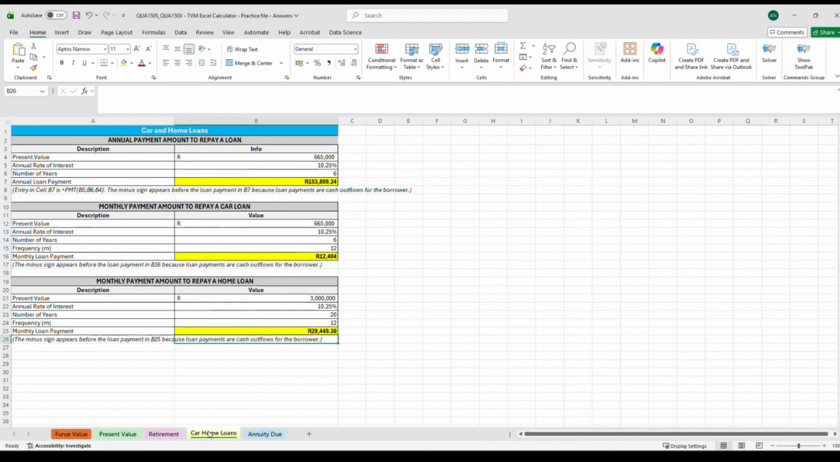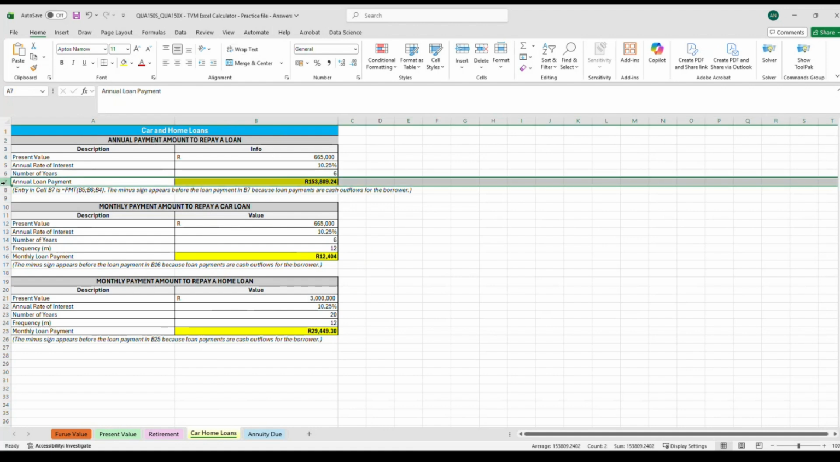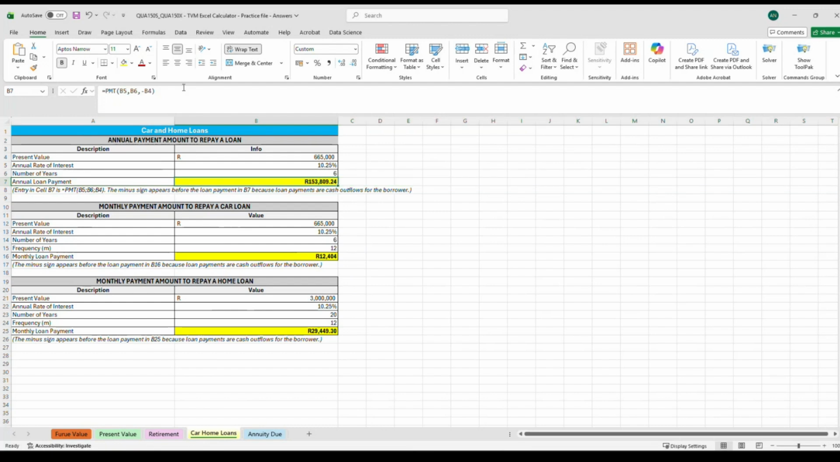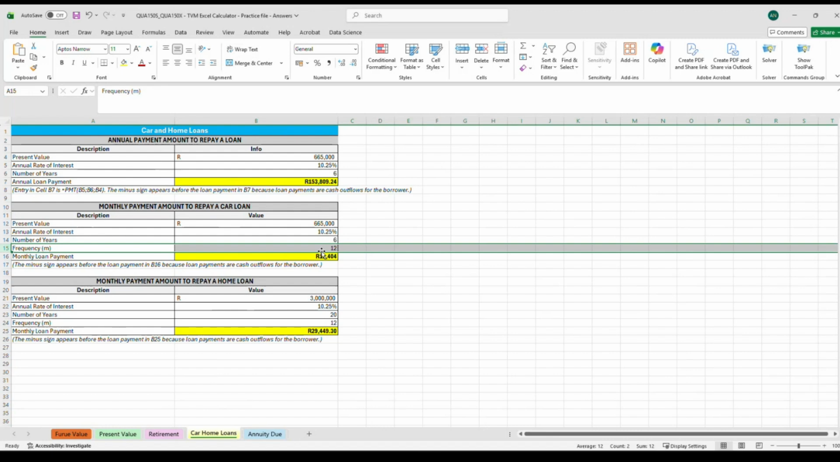Then also for the car home loans, I think we had a session where we did this in class, but basically this is also asking for payment, annual payment. So it's the same details. So you need to just copy these details, and then where there's a yellow, you need to calculate. You see, this is PMT because it's asking for payment. Also, this one, monthly payment. But the difference here, it has a frequency, which is 12.